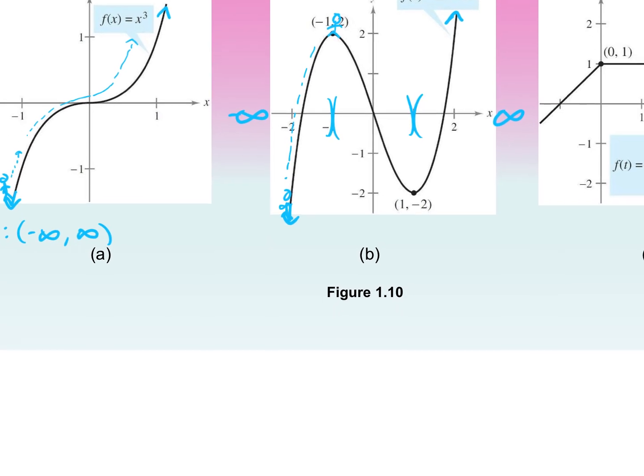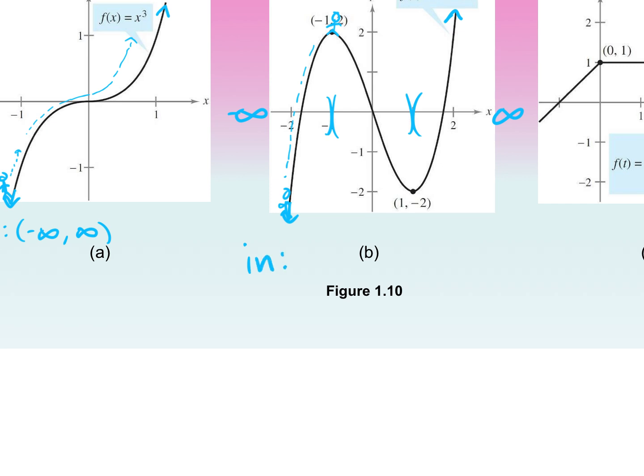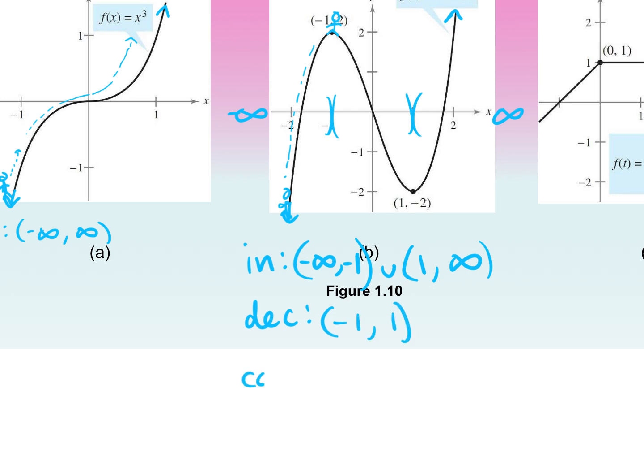So let's talk about our intervals. I'm increasing from where to where? Negative infinity to negative 1. Perfect. Anywhere else? From 1 to positive infinity. Awesome. Now I'm also decreasing from where to where? From negative 1 to positive 1. Perfect. Am I constant anywhere? No. Questions here?